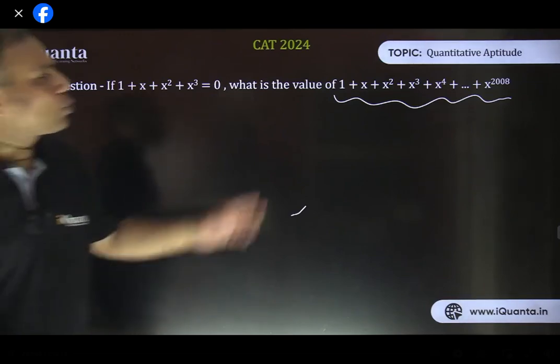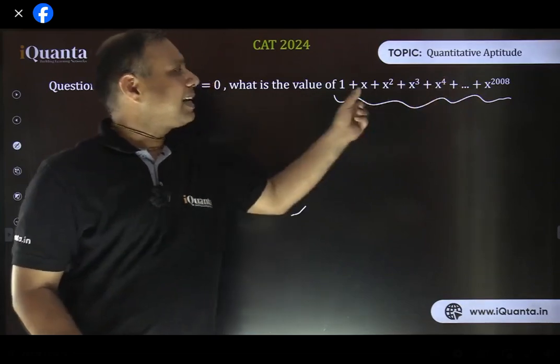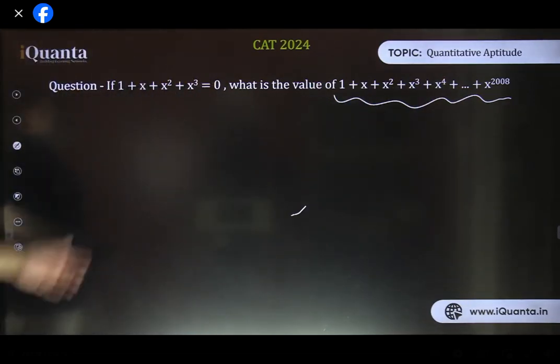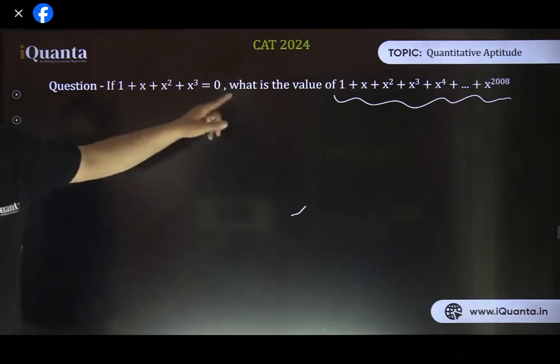Yes, Aditya, that's correct. There are a total of 2009 terms because x power 1, x power 2, x power 3 up to x power 2008. The 2008 terms contain x, and there is one also. Total 2009 terms are there. And now, in this given expression, we had 4 terms: 1, x, x square, x cube. This value is given equal to 0, and we want to find the value of this expression.